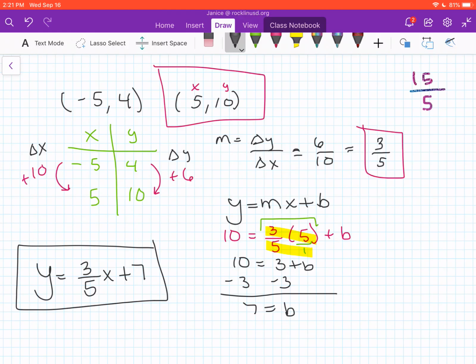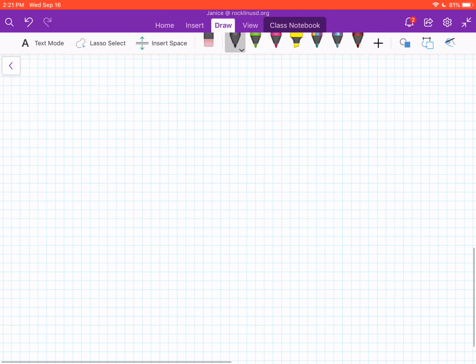Okay, and this process will work every single time. So find the slope and then substitute in the slope and a point into y equals mx plus b so that you can figure out what b is. Okay? A third type of problem might be a problem where you are given the slope. So let's say I tell you the slope is 1/3 and I give you a point. So let's say the point is 6, -9.